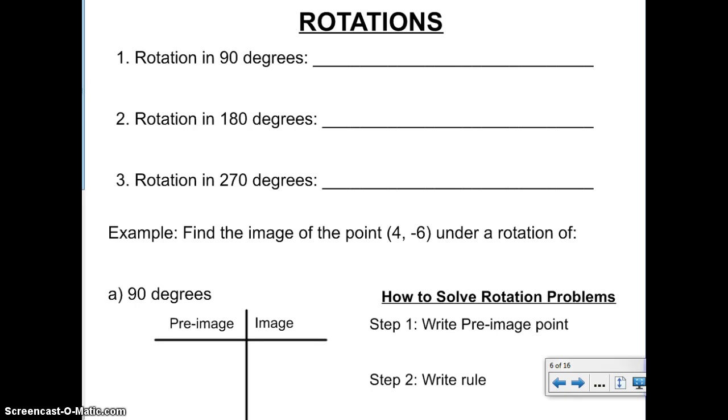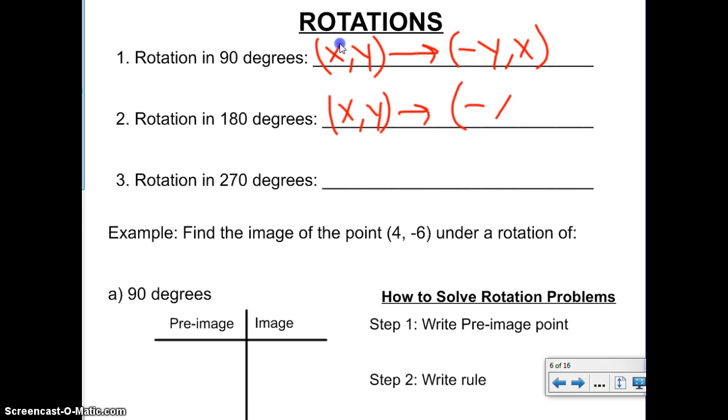So the first one is rotation in 90 degrees. We have some point, x comma y. When we rotate it in 90 degrees, we get negative y comma x. That's our first rule. For a rotation in 180 degrees, we have some point, x comma y. After we rotate it in 180 degrees, it turns to negative x, negative y.